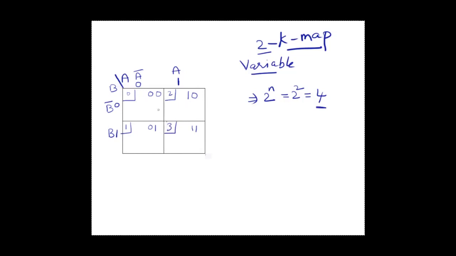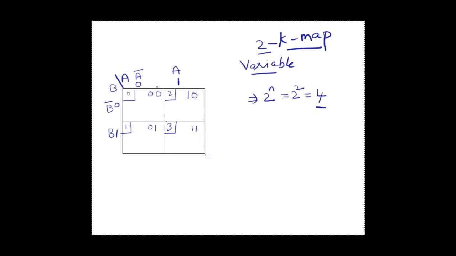Now in this, instead of writing 0, 0, you can also write A bar, B bar. Here you can also write it in the form of A representing A. So this is A and B bar. Here A bar and B. Here this is A and this is B. In this format, in this way you can write a 2 variable K-map.